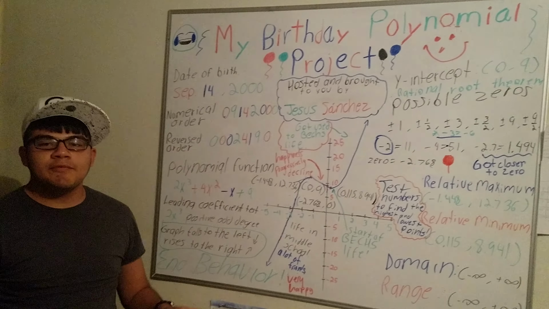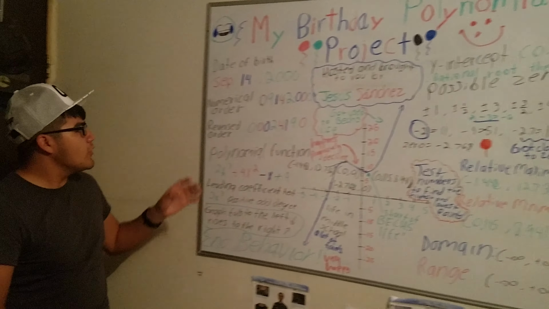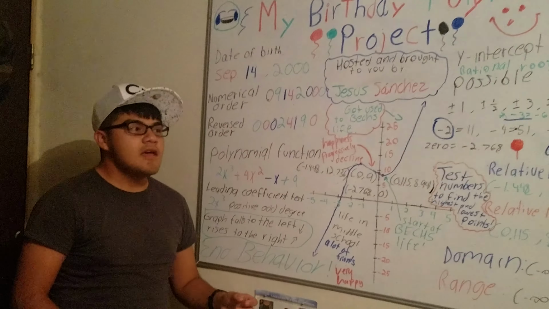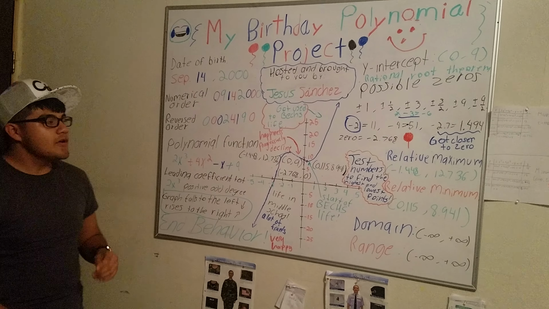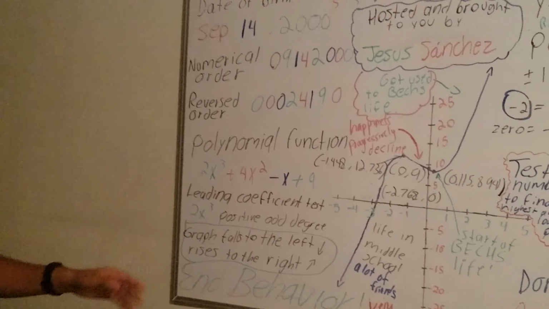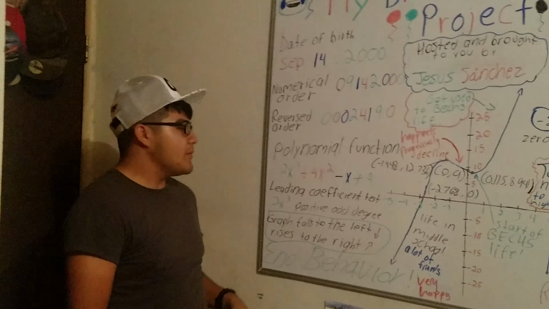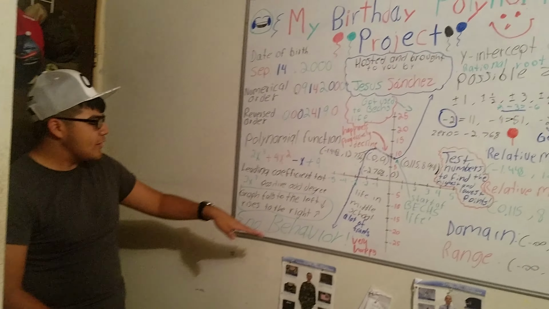So I was born on September 14, 2000. So my numerical order was 0914 2000. So my reverse order is 0002 4190. So the polynomial function that I was able to create was 2x cubed plus 4x squared minus x plus 9.